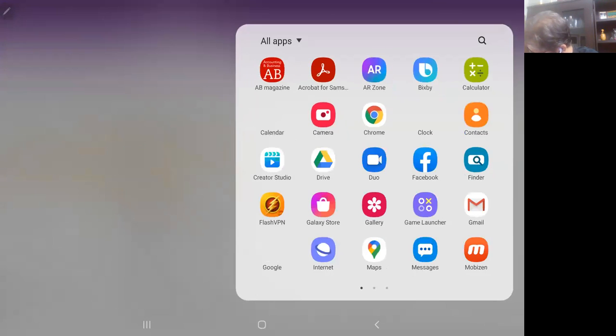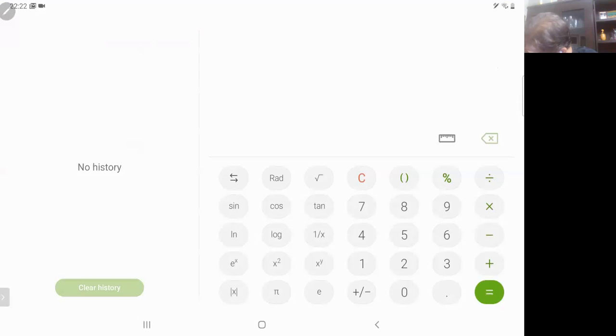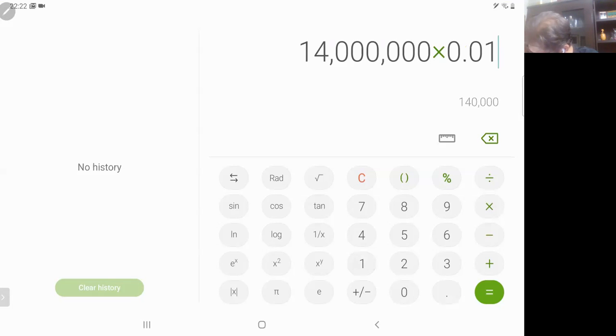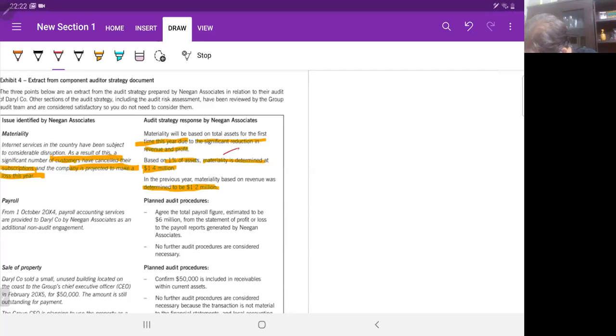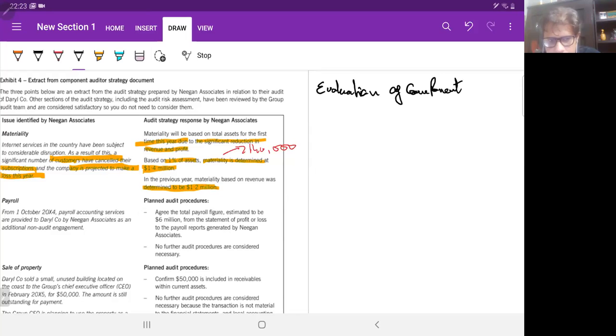14 million into 1% is 140,000, which is the materiality determined by them, right? So, firstly, let us jump in and discuss this. My first heading is going to be evaluation of the component auditor's audit strategy.